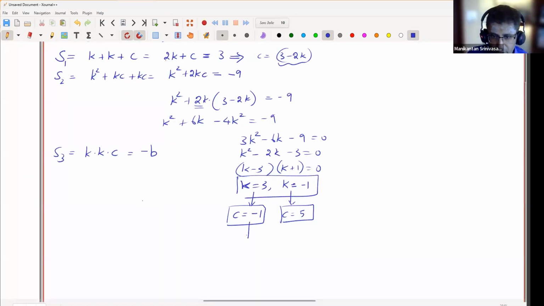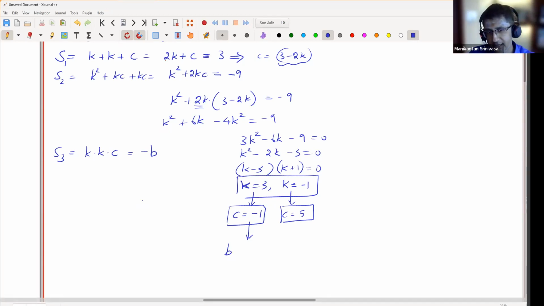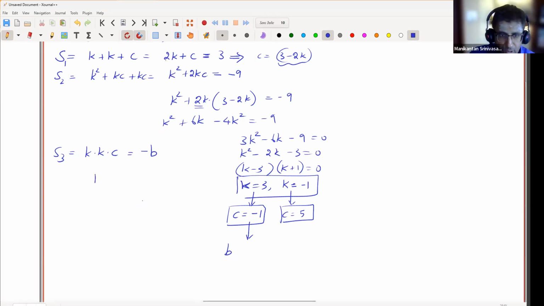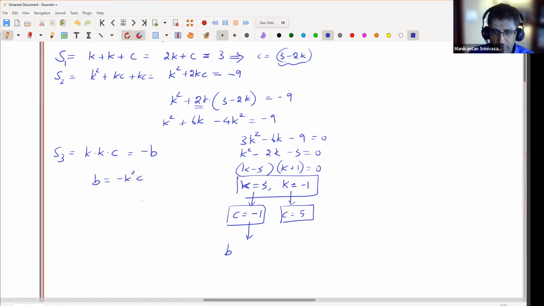So corresponding to this, k into c will be minus, or rather I'll just say b equal to minus k square c. It's clear that way, right? So I think b would be 9 in this case, and in this case, minus k square into c, which is minus 5.